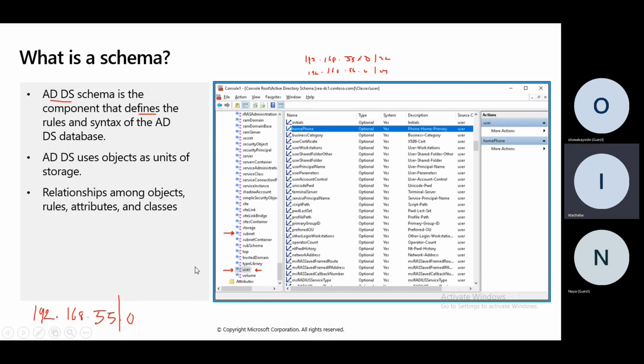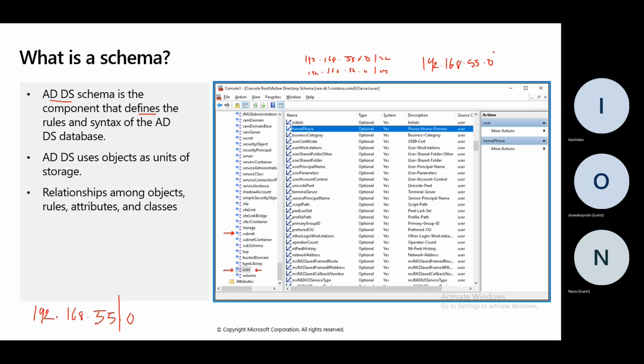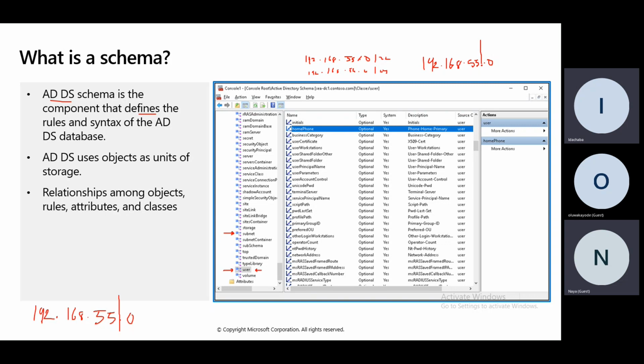Let me write it. So 192 dot 168, let's say dot 55 dot 0. You can see that it's four parts: 1, 2, 3, 4, right? So this is the network part.